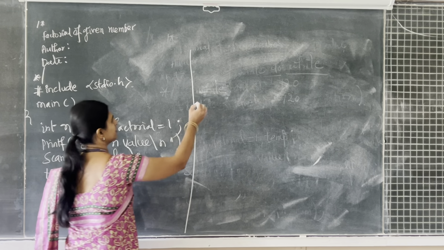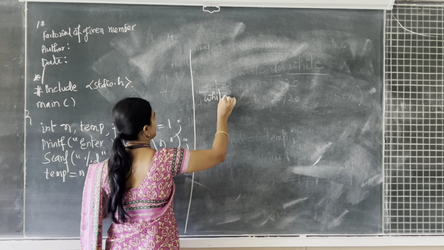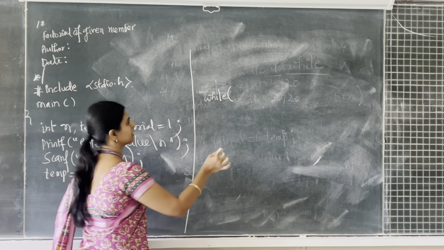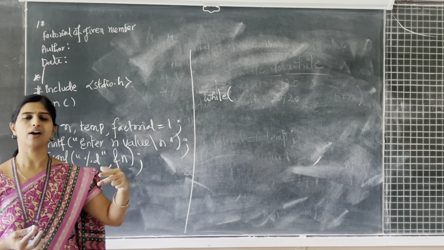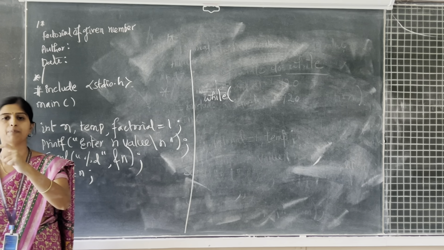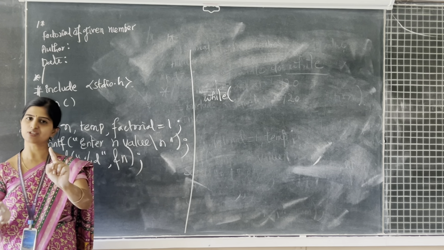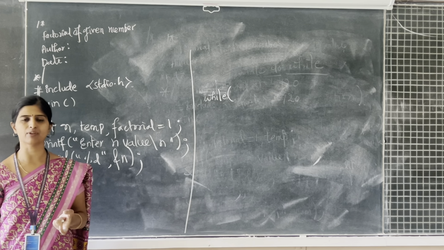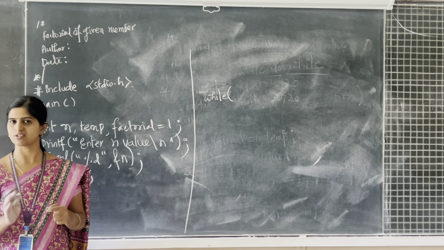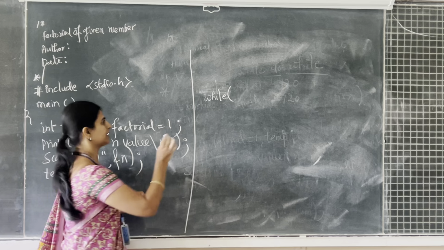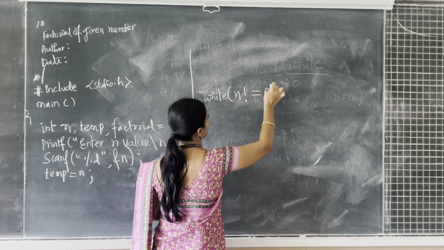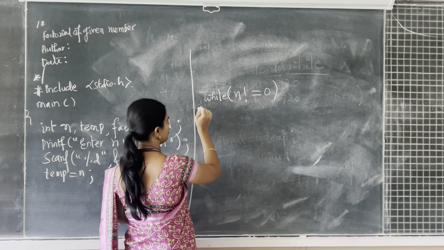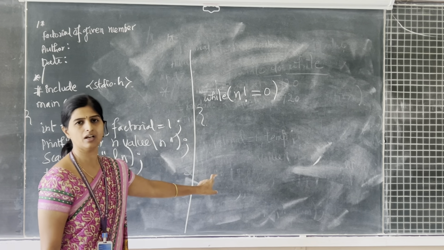So first write the keyword while, followed by parentheses. Now write the test condition. As I have already told you, when I was computing 5 factorial, 5 into 4 into 3 into 2 into 1, up to n value is 1, I am repeating the multiplication. Once the n value becomes 0, I am stopping the process of multiplication. So the test condition is going to be, as long as n value is not equal to 0. Open the curly brace to write the body of the loop.